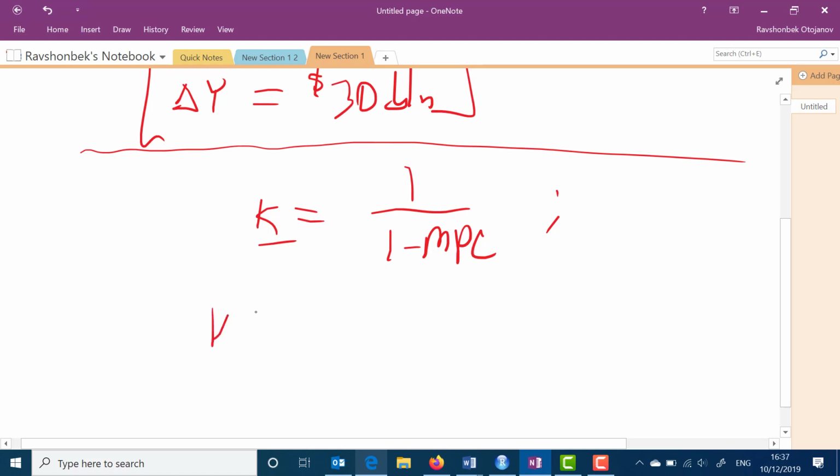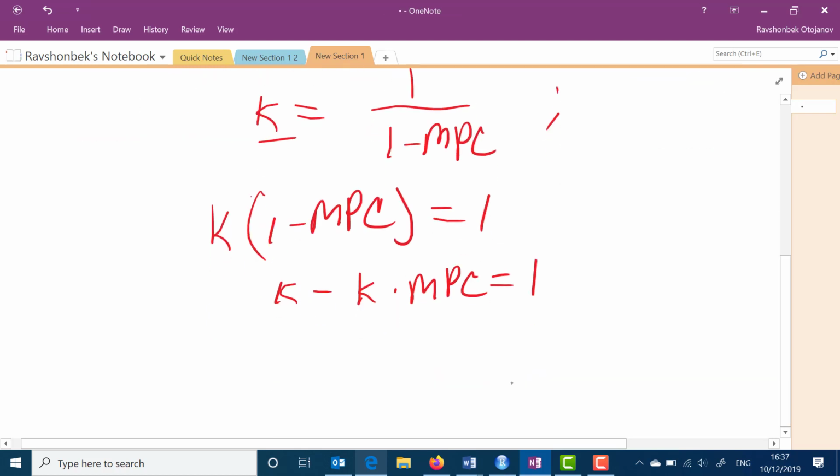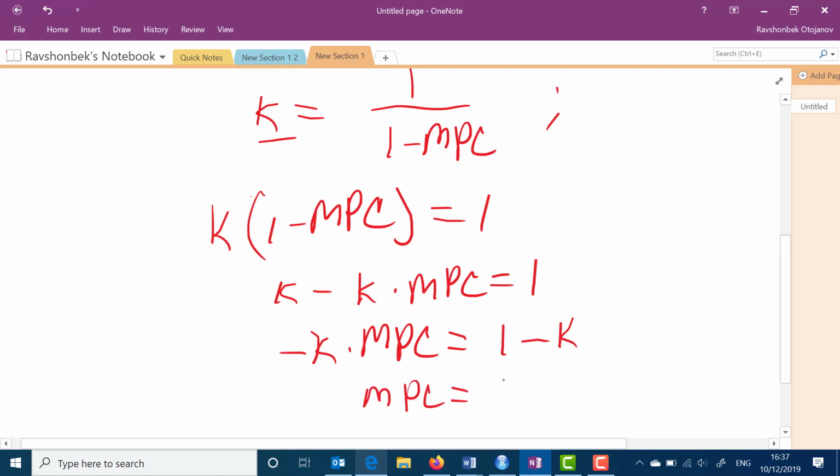So that's K, let's work it out. K times 1 minus MPC equals 1. From there, I need to isolate MPC. So K minus K times MPC equals 1. And from there, K times MPC equals K minus 1. Then MPC is K minus 1 over K, which is basically 1 minus 1 over K. Makes sense? So it's just 2 over 3.